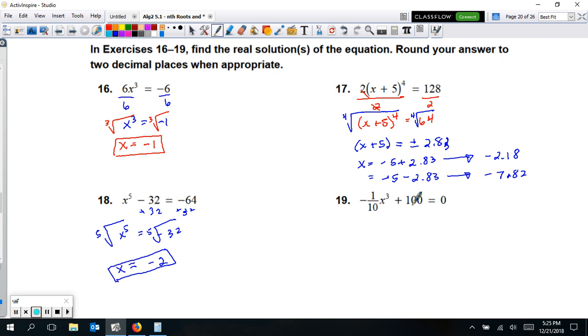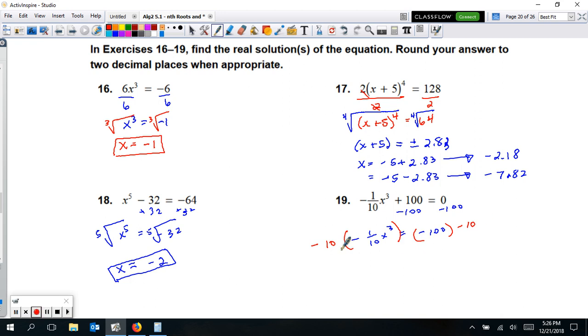This one we start by subtracting 100 from both sides. So -1/10 x to the 3rd is equal to -100. And now we can multiply both sides by basically -10, or the reciprocal of this, which will get rid of this 1/10. So let's multiply both sides here by the reciprocal of my 1/10. It has to be negative to make sure this is positive, so basically -10. So multiply by -10.